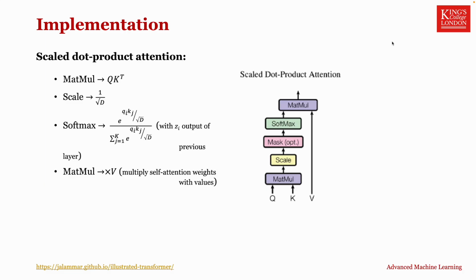Okay, so for the self-attention operation, the computational operations involved are matrix multiplication of the queries and the keys, scaled by 1 over square root of d, where d is token length. This is passed through an element-wise softmax, and then a matrix multiplication is used to multiply the self-attention weights with the values. There can be an optional masking of elements, but this is mostly used in autoregressive models for language, and we don't need to worry about that here.